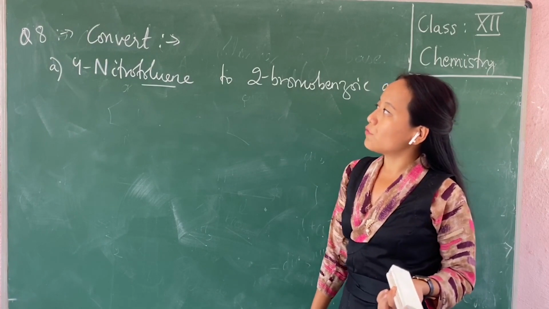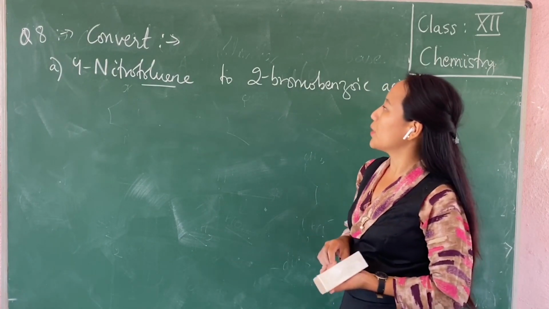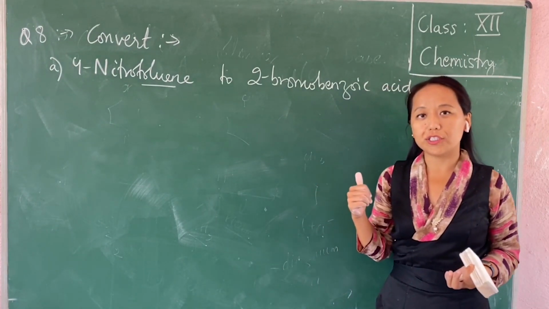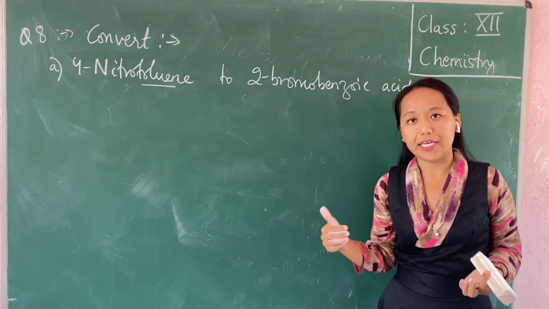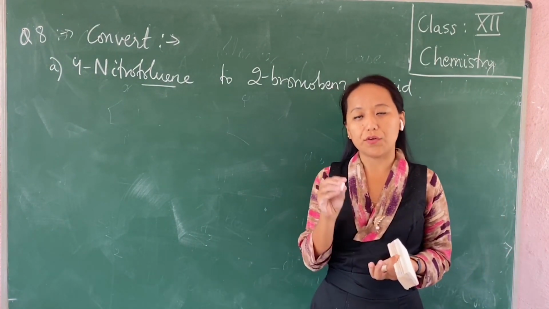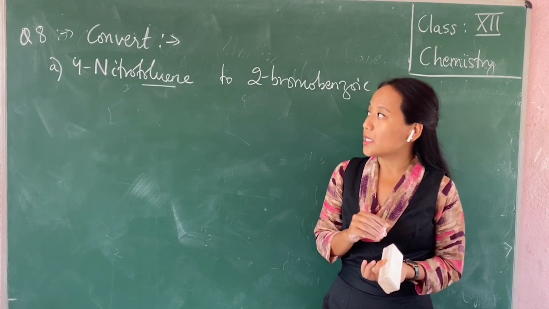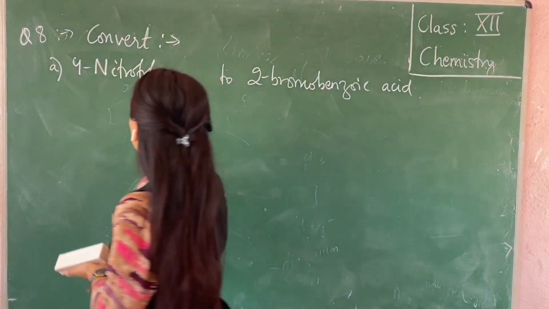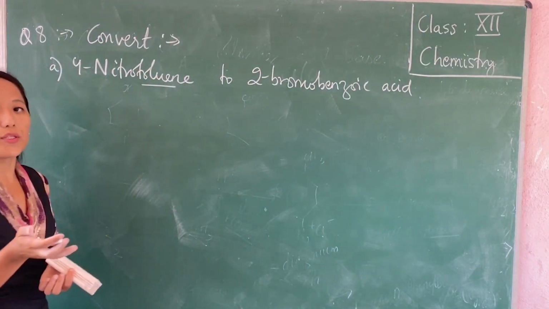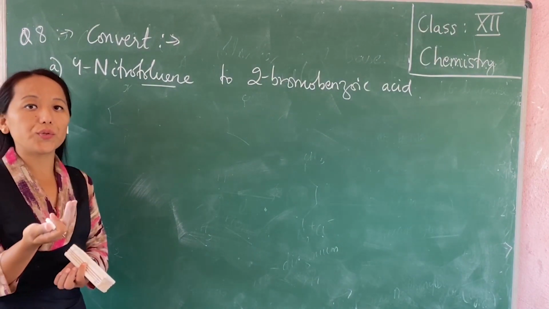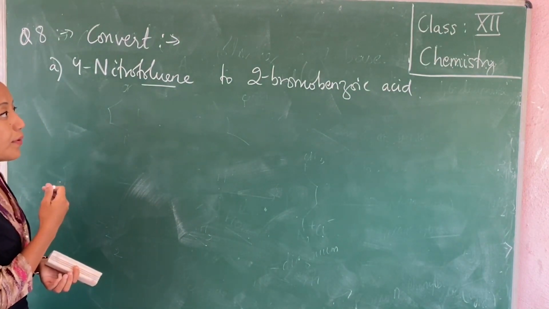Question is convert 4-nitrotoluene to 2-bromobenzoic acid. Now this question and the following question is based on the chemical properties of diazonium salt. It says 4-nitrotoluene to 2-bromobenzoic acid. So first thing, you need to know the structure of both the reactant and the product.